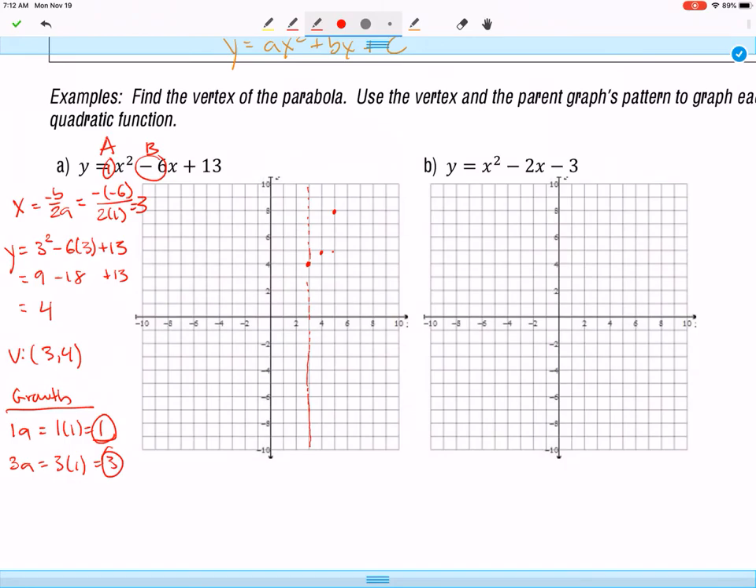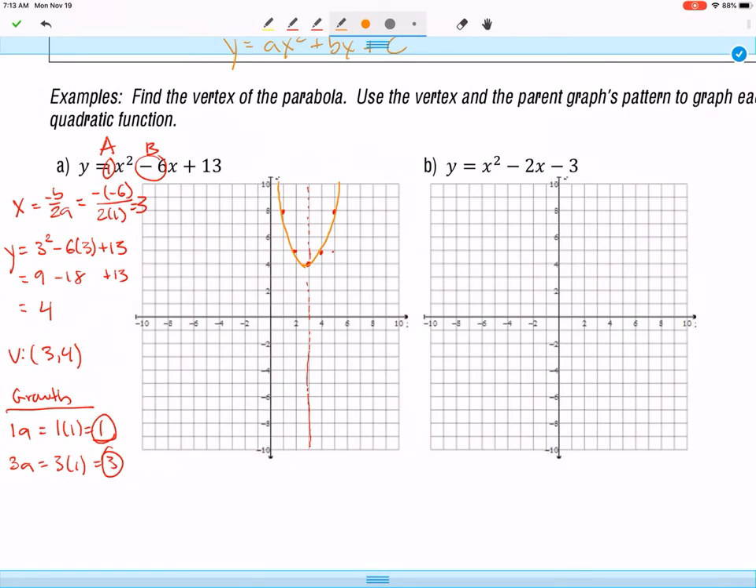And then you could do the same thing going left: we'd go left 1 and up 1, and left 1 and up 3. Or you can just mirror over the axis of symmetry. And then from there, we can just draw our little graph. As long as you have those 5 points, and you give it a shot to make a nice parabola, you'll be great.